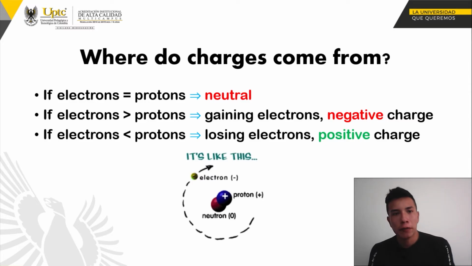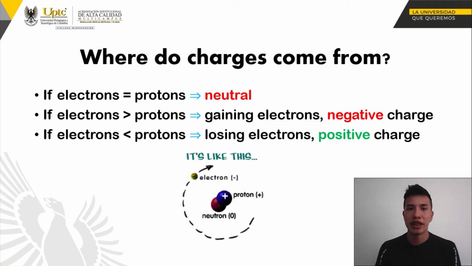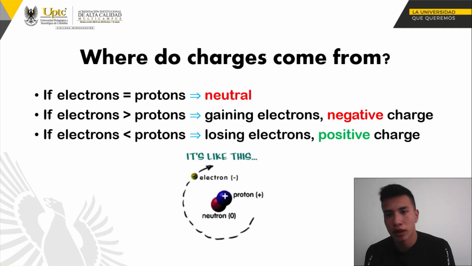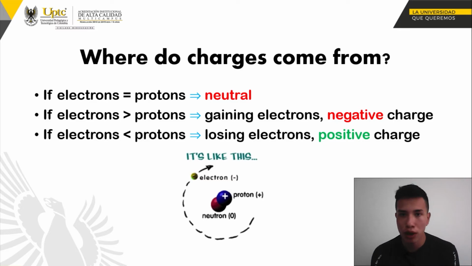Where do charges come from? If the number of electrons is equal to the number of protons, the charge is said to be neutral. If the number of electrons is bigger than the number of protons, the charge is said to be negative because there is an electron gain. If the number of electrons is smaller than the number of protons, the charge is said to be positive because there is an electron loss.